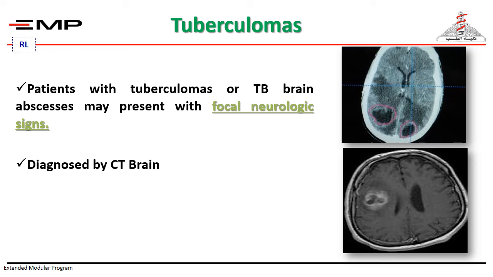What about tuberculomas? Patients with tuberculomas, or TB of the brain material, can have TB brain abscess and granuloma formation. It can cause focal neurological signs only of the affected part. This can be diagnosed by CT brain.